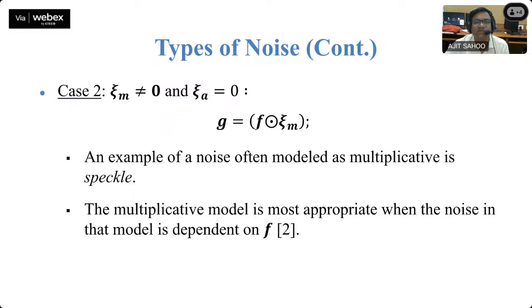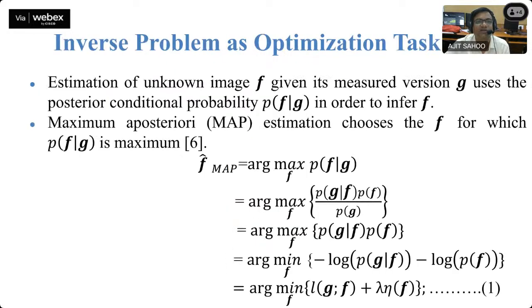Similarly, another type of noise is called multiplicative noise. An example is speckle, and this speckle is modeled as dependent on f. So this is called signal dependent noise. The multiplicative model is most appropriate when the noise depends on f. So the multiplicative noise model depends upon the signal itself.